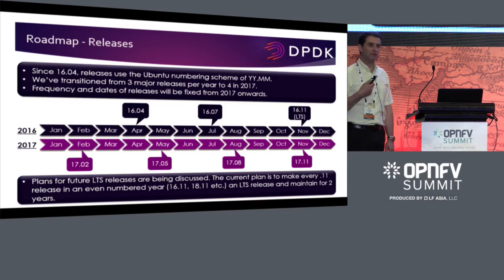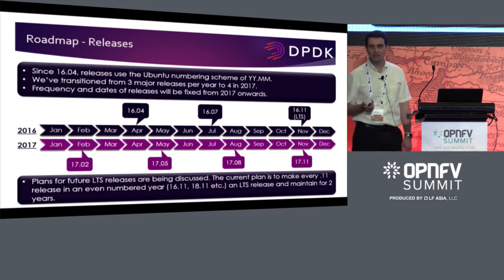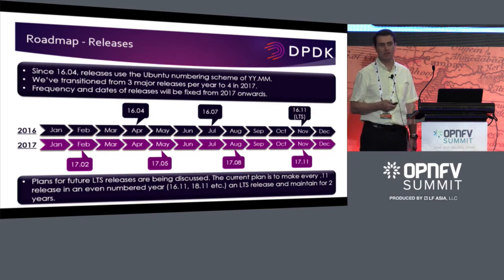We are having some discussion about whether that's the right approach. The original plan was that we would do the .11 release in every even numbered year. So 16.11 and then 18.11 and 20.11 would be our LTS releases. There's some discussion now as to whether we change that. Maybe we make the last release in every year an LTS release. So maybe 17.11 will end up being an LTS release. The plan at the moment is 16.11 and then 18.11, but that may be subject to change.